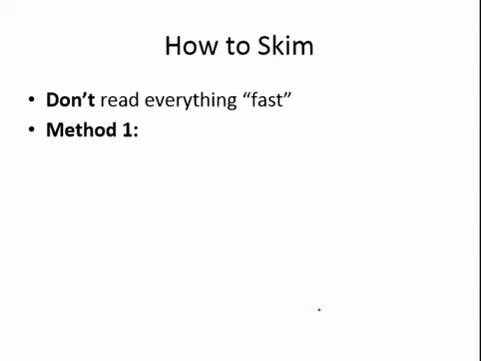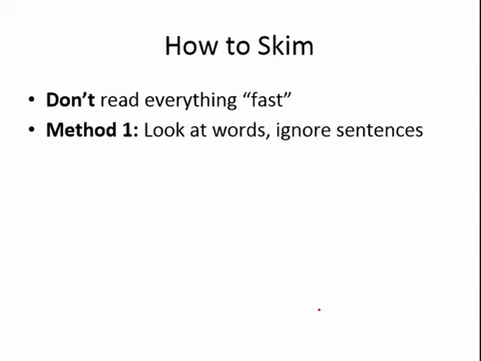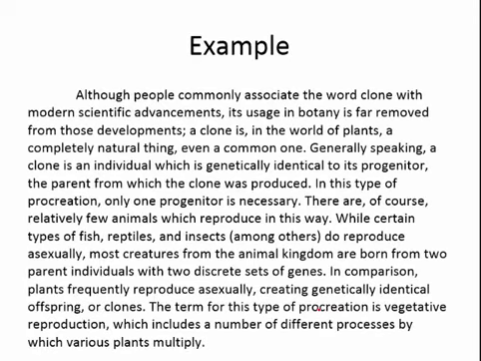There are two methods I'm going to describe. Method one is to just look at words but ignore sentences. All right, so you move from the top to the bottom of the passage, just trying to find words that seem important or that are repeated over and over. As an example, here's our paragraph about clones.